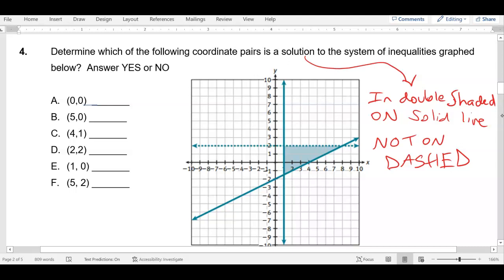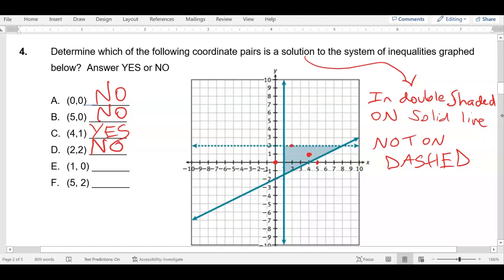Okay, so start with 0, 0. Put a point there. Is that in the double shaded area? No. 5, 0. Is that in the double shaded area? No. 4, 1. Right there. Nice. Exactly in that shaded area. Very good. 2, 2. Now, 1, 2, 1, 2. This is on the dashed line. Dashed is a no. Very important.